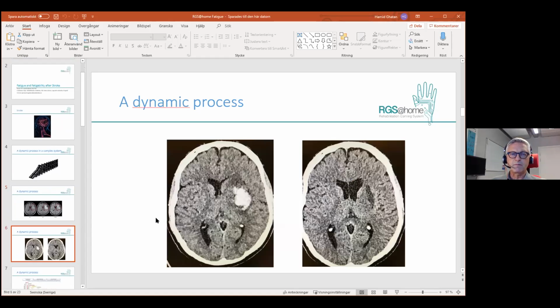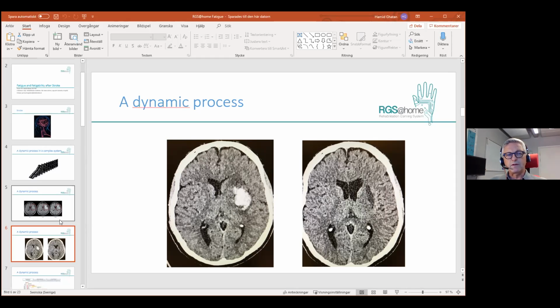This is an example of a hemorrhage in the brain. We see the blood clot, and of course the volume of the blood clot affects the functions depending on where it's localized. But then you have a resorption of the fluid in the blood clot so that in the end you see a much smaller lesion. So you have a dynamic there as well, affecting function.